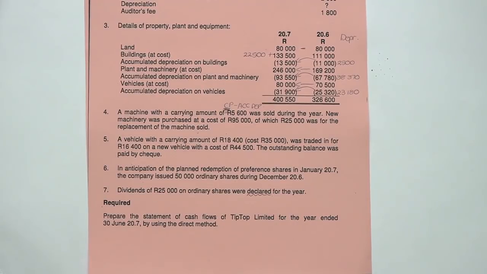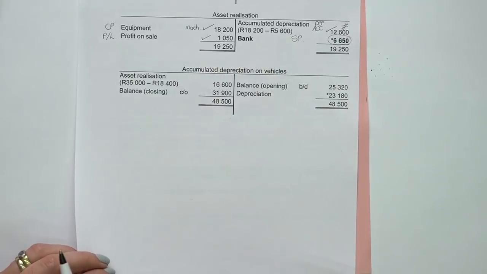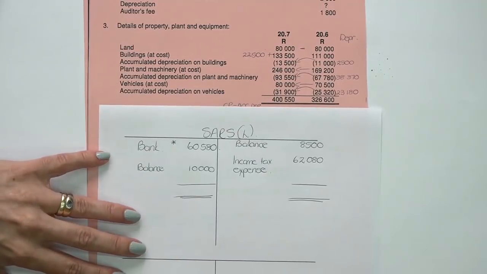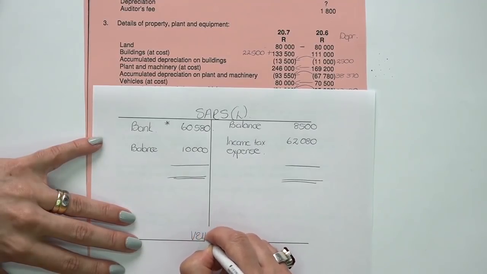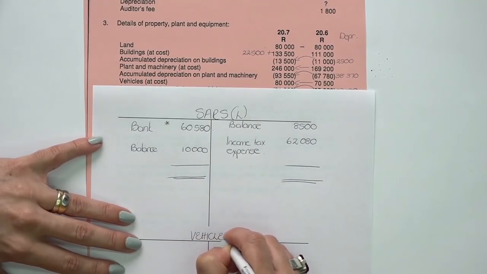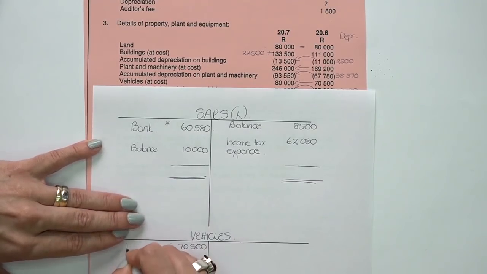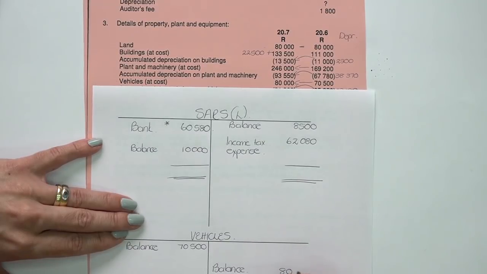Okay, so we're going to draw up our vehicles account. You'll remember we only drew up an accumulated depreciation on vehicles account. So we will have to draw up a vehicles account in which we start with the 70,500 as our opening balance. And we have a closing balance of 80,000.